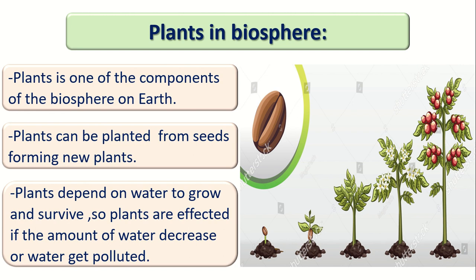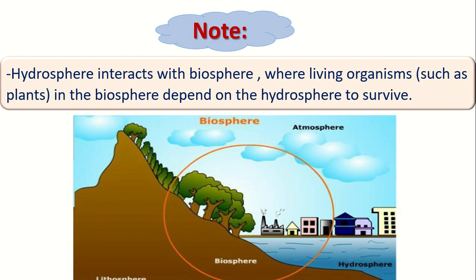Now let's talk about the plants in the biosphere. The plants can grow from a very small seed into huge trees and also into new plants. To grow, the plants need water. So the plants can be affected if the water is polluted or if the water amount decreases. So the hydrosphere interacts all the time with the biosphere, because all living organisms like plants, animals, and humans in the biosphere depend on the hydrosphere to survive.